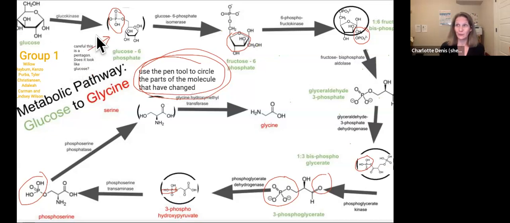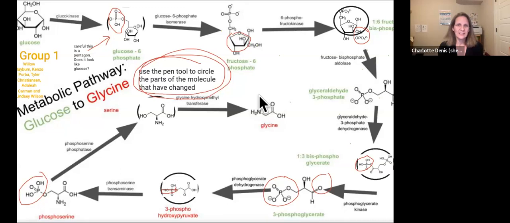So I highlight and draw arrows, and I wrote this note: careful, this was a pentagon. I think they ended up changing it, so obviously they have a hexagon here now. But I asked them to circle the parts of the molecules that got added or removed. In this case, the phosphate group was added onto a glucose in order to get glucose 6-phosphate. Then here they can see that you go from glucose 6-phosphate to fructose 6-phosphate, and the phosphate's the same, but the sugar is now 5-sided instead of 6-sided.